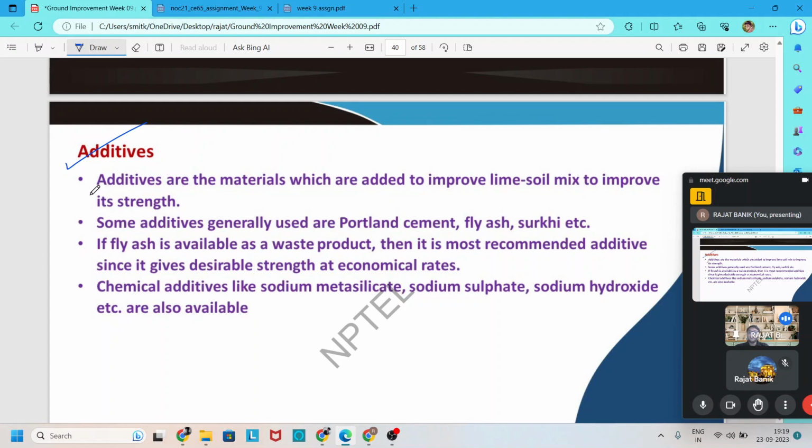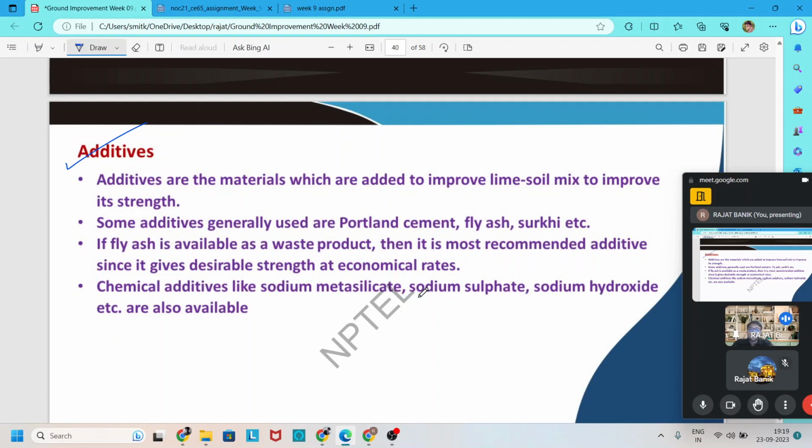Now we discuss our additives. Additives are materials which are added to improve the lime soil mix to improve its strength. That means when we apply lime to the soil, it increases the strength of the soil. But this reaction is accelerated. We sometimes use some additive, and due to this additive, the reaction happens very quickly, and the strength gain also happens very quickly. So indirectly, additive increases the strength of the lime soil mix.